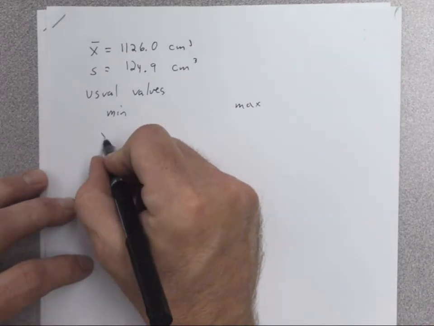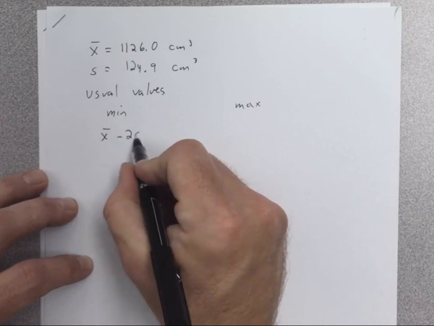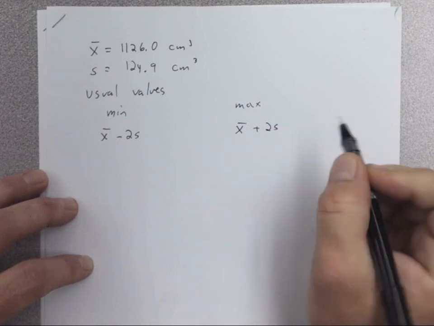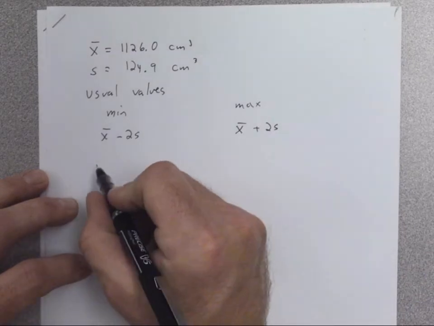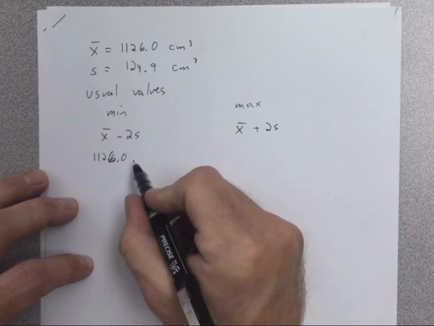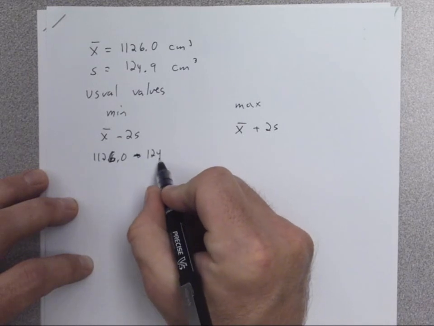So for the minimum, you take your mean and subtract how many standard deviations? 2 standard deviations, so 2s. And then for your max, you take your mean and then you add 2 standard deviations. We're going to do this so much, okay? On a test, I'm going to ask this multiple times. So x bar, we got that, 1126.0. Plus, minus 124.9.